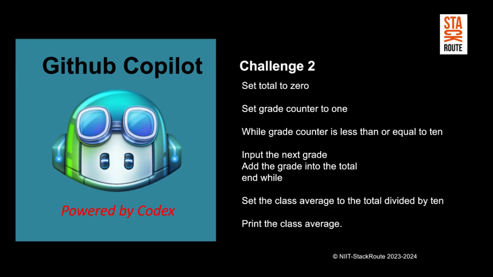So next challenge that we'll try out with GitHub Copilot is another pseudocode, where the pseudocode says set total to 0, grade counter to 1. While grade counter is less than or equal to 10, input the next grade, add the grade into the total, and while set the class average to the total divided by 10 and then print the class average. So what we'll do, we'll show the demo without GitHub Copilot and then with GitHub Copilot.